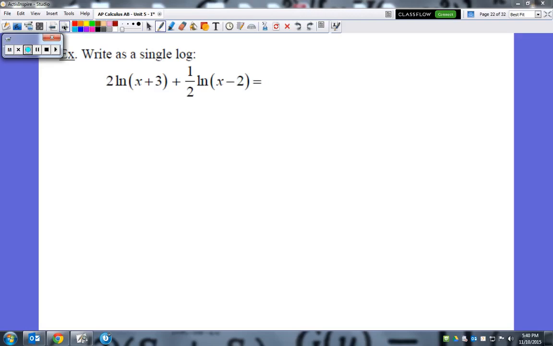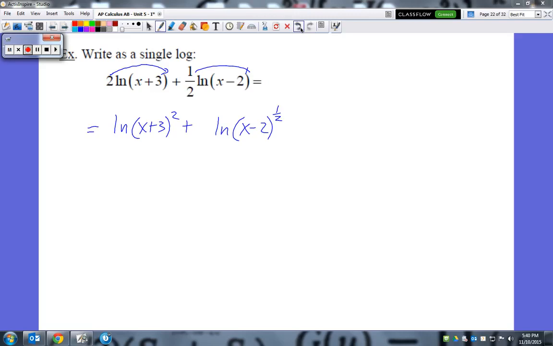Right, as a single log. Here we go. So as a single log, we're going to basically combine everything and go the other way. So this becomes natural log of x plus 3, argument squared, plus 1/2 natural log of x minus 2 to the 1/2, which is the same as a square root.